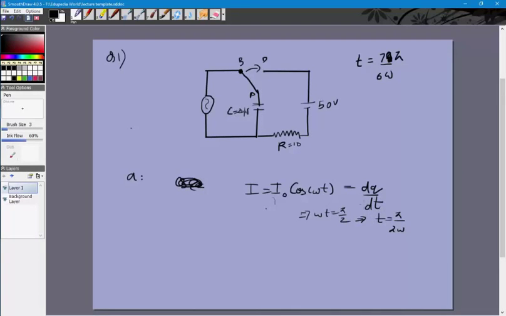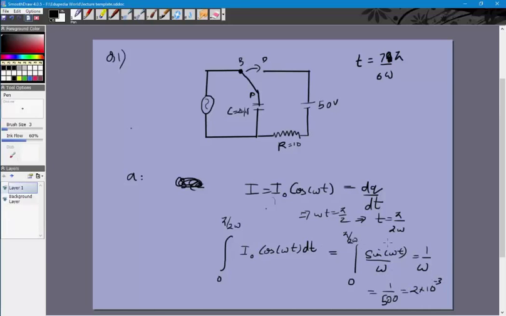So what is the charge between 0 and pi by 2 omega? Integral of 0 to pi by 2 omega of I naught cos omega t dt. Now I naught is 1, integral of cos theta is sin theta, so from 0 to pi by 2 omega, sin omega t by omega, which gives us 1 by omega. Omega is given to us to be 500, which means this is equal to 1 by 500 or 2 by 1000 or 2 into 10 to the power minus 3, not 1 into 10 to the power minus 3 as is suggested in the problem. So A is false.